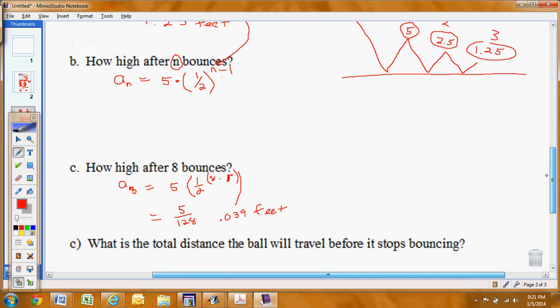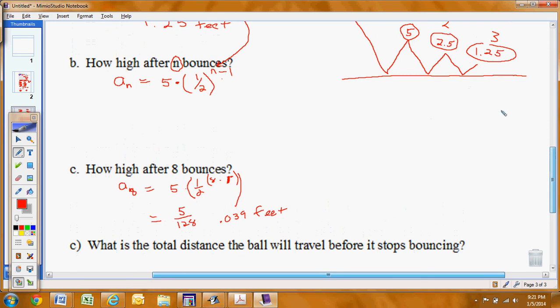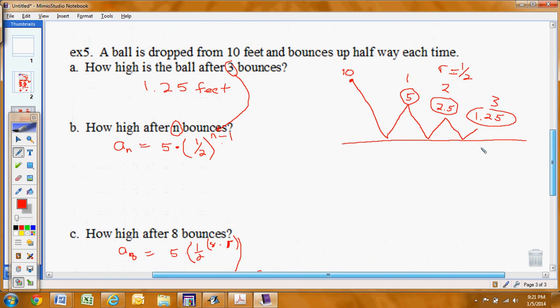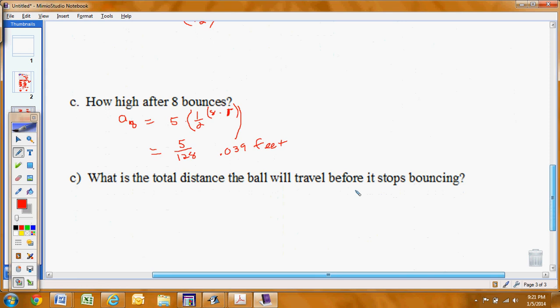Part C. Well, according to this, the ball will never stop bouncing. It's like theoretical versus actual, because it keeps bouncing up halfway. Eventually, way out here, it's not really going to be moving at all. It's going to be moving up and down so little. So if it says until it stops bouncing, it really doesn't stop bouncing. So this is code for an infinite series. So this is the sum of an infinite series.